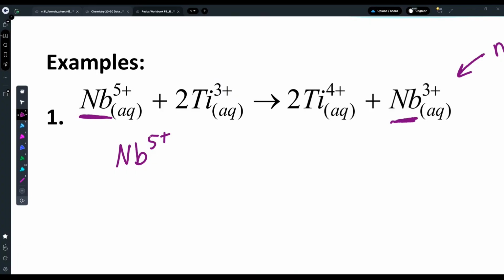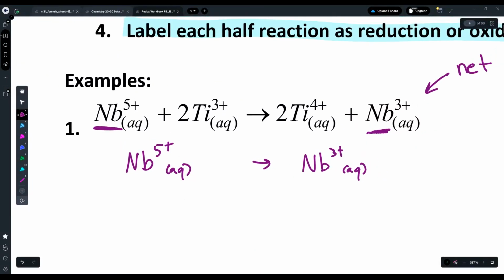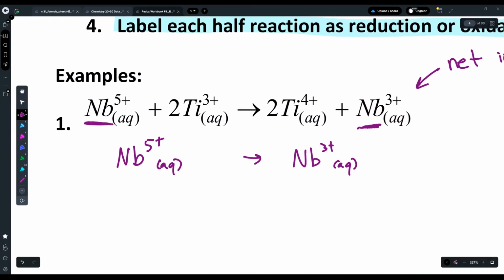So I'm going to go niobium 5+ aqueous. I'm going to leave a little space, and then niobium 3+ aqueous. Okay. So now what we're going to do, I'm just going to work on one half reaction at a time.